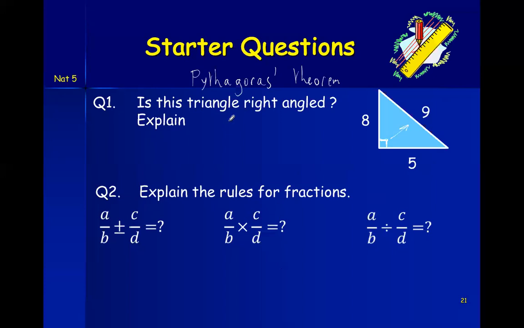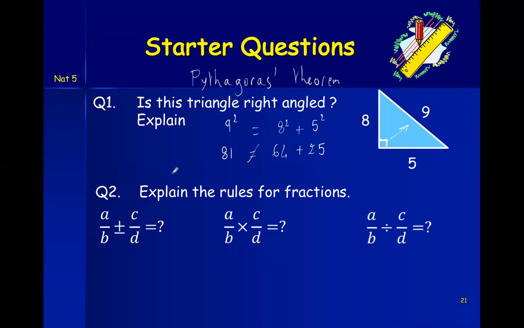So I'm going to check what 9 squared is, and if it's right angled, it should be equal to 8 squared plus 5 squared. Is that the case? 9 times 9 is 81. 64 plus 25. So I don't even need to do the calculation. 5 plus 4 is 9, so I know this is not the case.